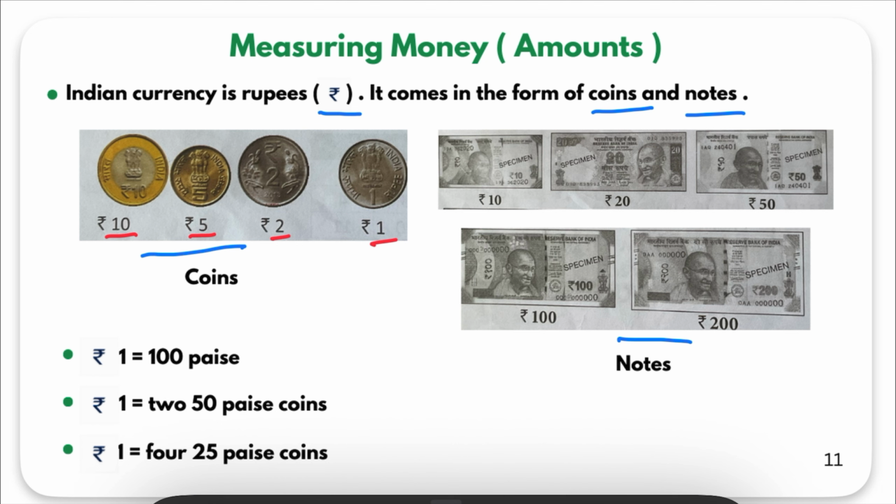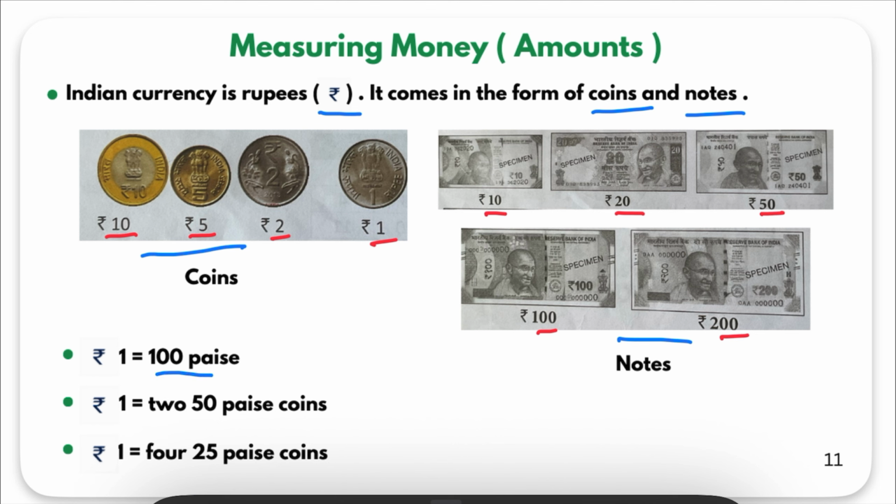So this is a 10 rupees note, this is a 20 rupees note, this is a 50 rupees note, this is a 100 rupees note and this is a 200 rupees note. There is also a 500 rupees note. Now let's know the values of 1 rupee. So 1 rupee is 100 paise.